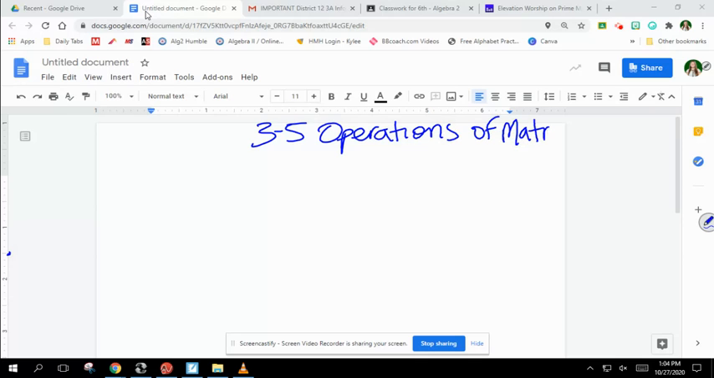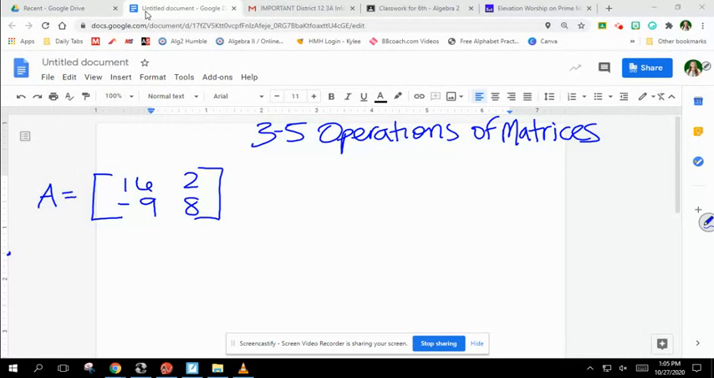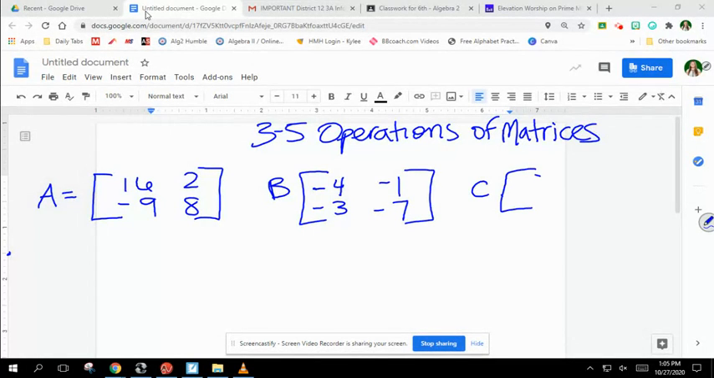And plural matrices. Okay, so the first one. If I give you 16, -9, 2, and 8, that's a matrix inside of the bracket. This would be a 2x2 matrix because there's 2 rows, 2 columns. This is also a 2x2 for B. C would be a 2x1 because it's just 8 and 6.